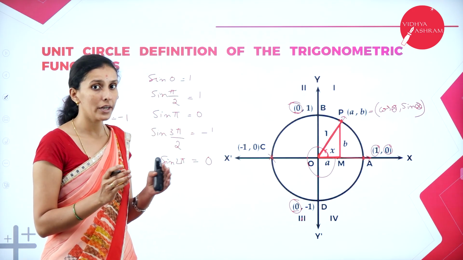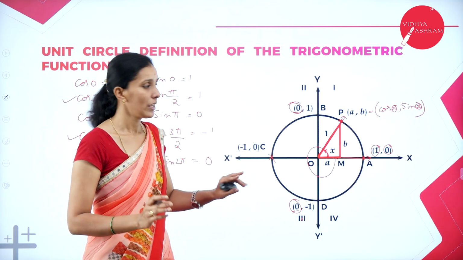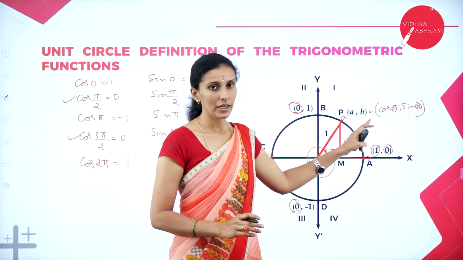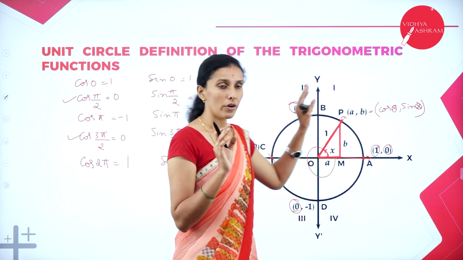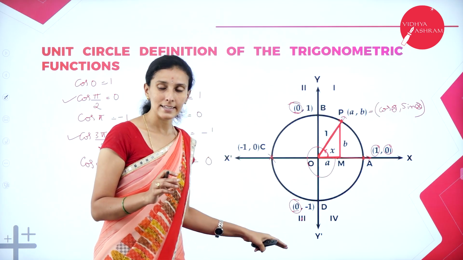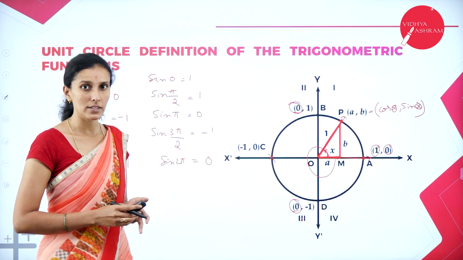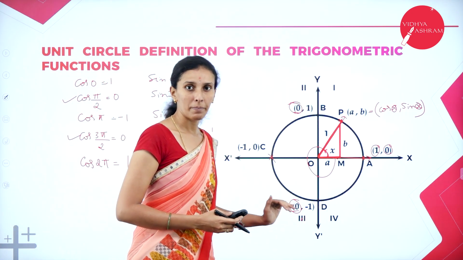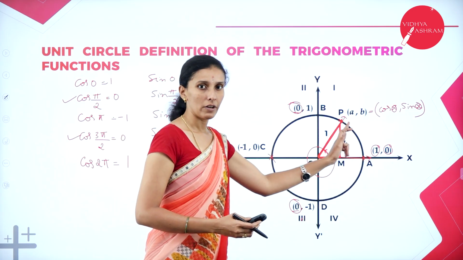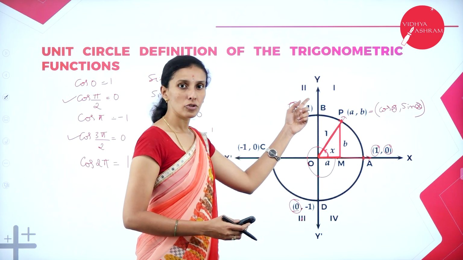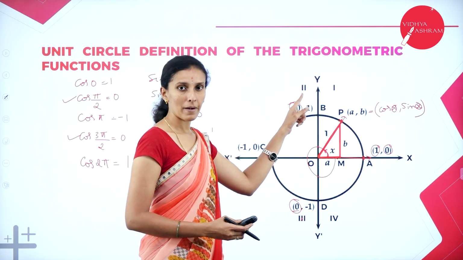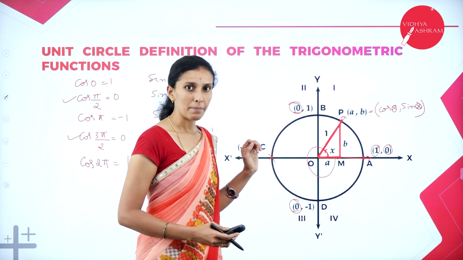On the y-axis, the x coordinate value is 0. So what is the x coordinate? That is cos x itself. We have taken the x coordinate in terms of cos and the y coordinate in terms of sin. So if the coordinate on the x-axis is 0, that means your cos value is 0. Also, the angles here are pi by 2 and 3 pi by 2.